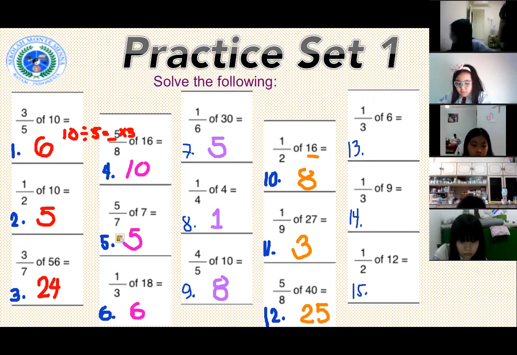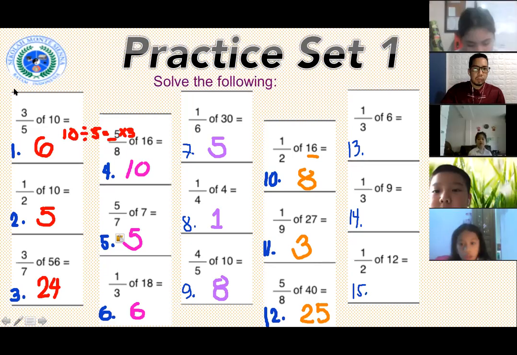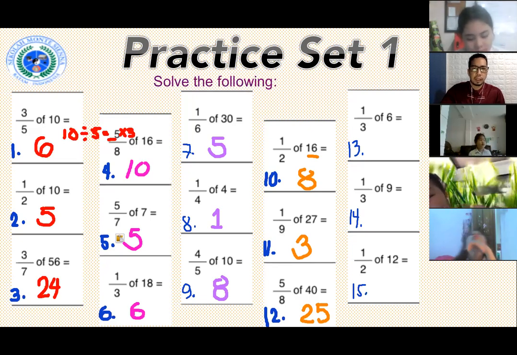Again, our technique is divide and then multiply. What is the name of this fraction? The title of our activity. Teacher, we want to answer. Yes. Fractions of quantities.